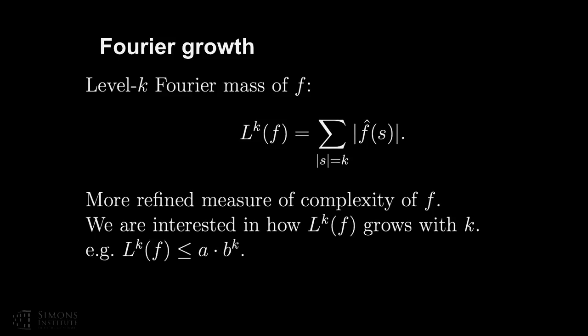So I'm going to be talking about a more refined notion of complexity, which I'm going to call Fourier growth. What you do is you look not at the whole Fourier spectrum, but just at a certain level of the hypercube. You look at the L1 norm of all the Fourier coefficients at that level. This is going to give you a more refined measure of the complexity of a function. And in particular, we're going to look at how this grows with k. We're going to look at bounds of the form: you start with some base a, and then you have an exponential growth b with k.